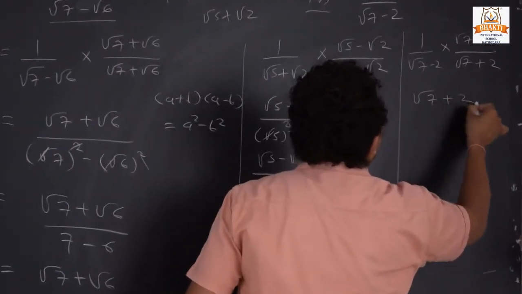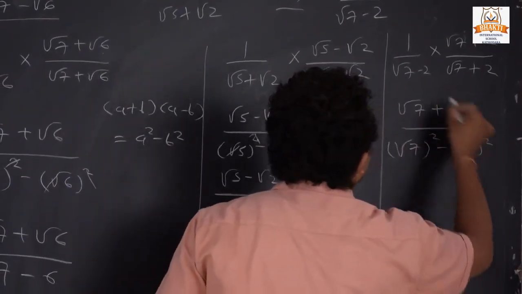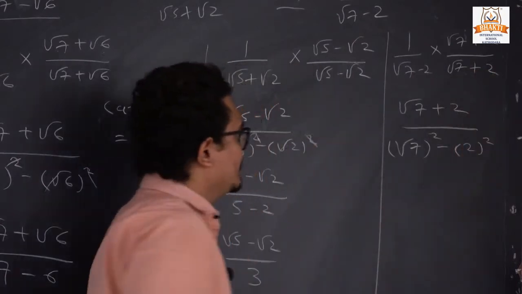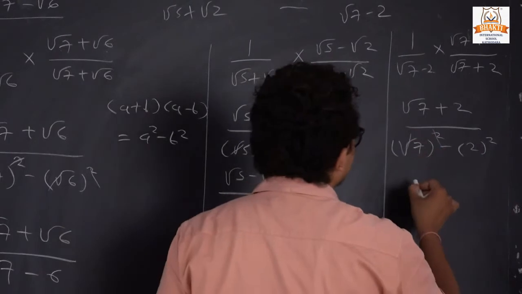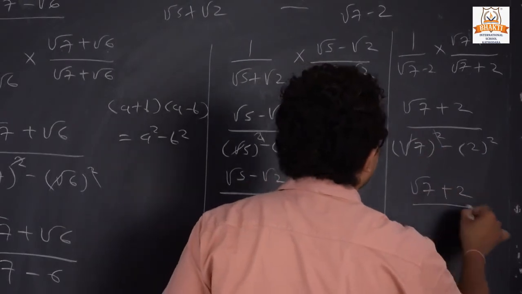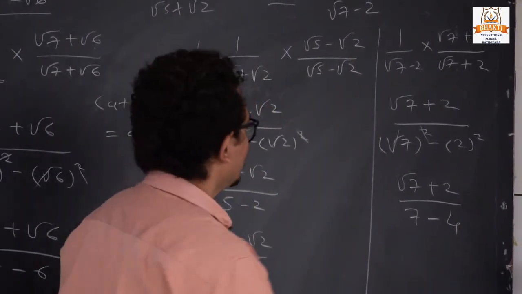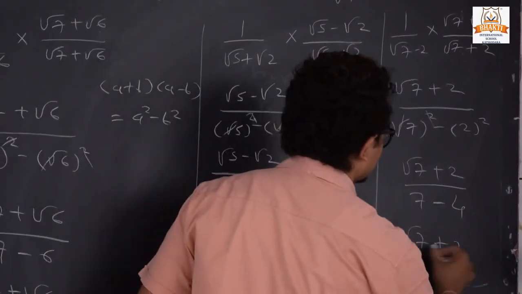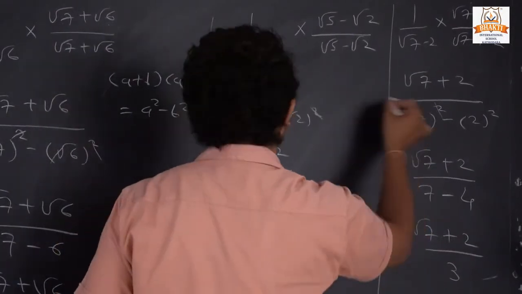So the numerator term will be the same, and in the denominator we have a formula like that, a plus b, a minus b. So a square minus b square. Now square root cut. So 7 and 2 square, it will be 4. So under root 7 plus 2, it will be 3. So once again it is rationalized.